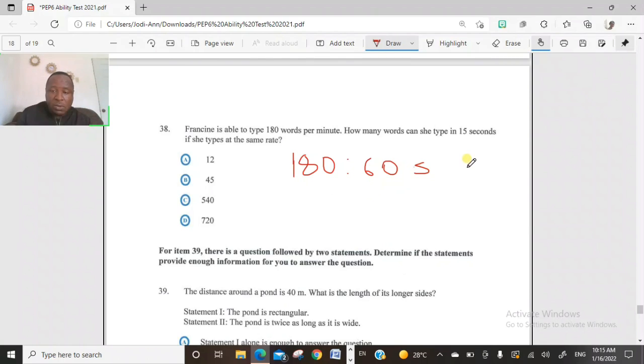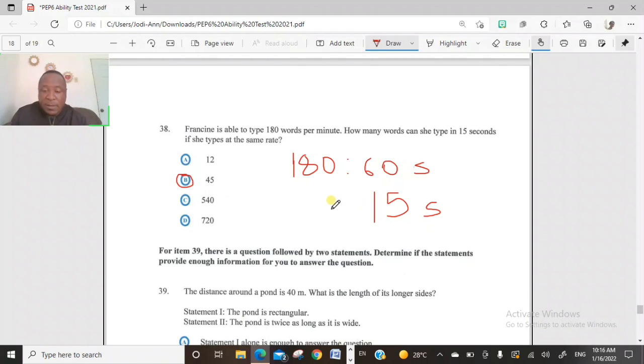I'm just going to write S there. For this one, we have 15 seconds. When we cancel this out, we can see that for every second, there are 3 words typed. To get from 180 to 60, you divide by 3. So to get from 15 seconds to the amount of words, you multiply by 3. Multiplying 15 by 3, you would get 45.